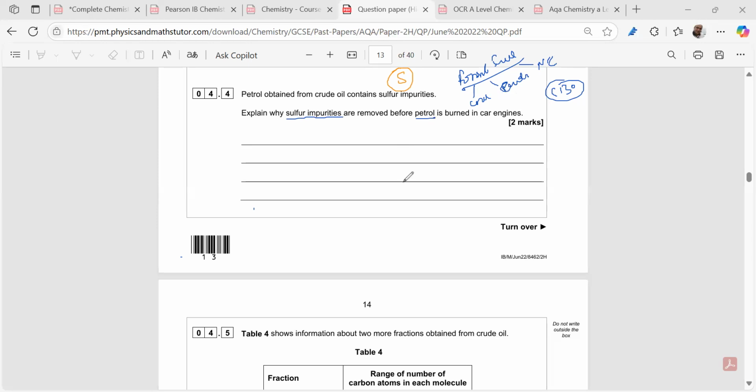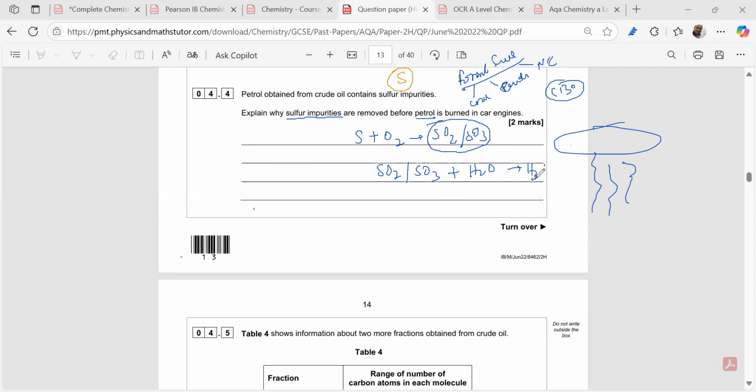Diesel is burned. Why? Because when sulfur burns, it gives you sulfur dioxide or sulfur trioxide, right? These gases are emitted when the petrol burns, so they go up the sky and mix with the rainwater. When it mixes with the rainwater, what happens? You'll see that it will be converted into H2SO4, right? This comes down as acid rain. So what does acid rain do?